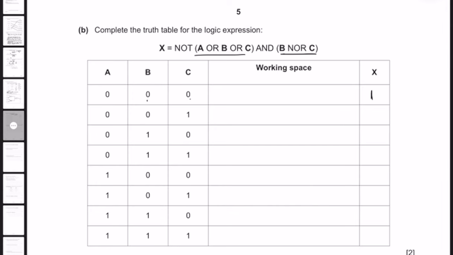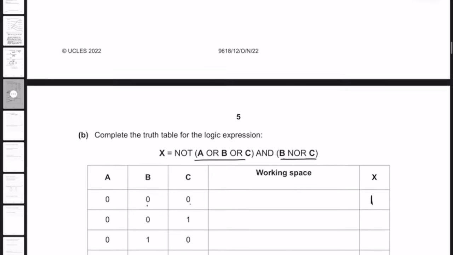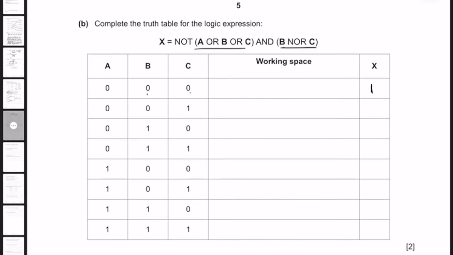Okay, this is the next bit of the question. Complete the truth table for the logic expression NOT (A OR B OR C) AND (B NOR C). Sorry, it's just working this one out. I'm just going to erase that. Start from scratch. Okay.